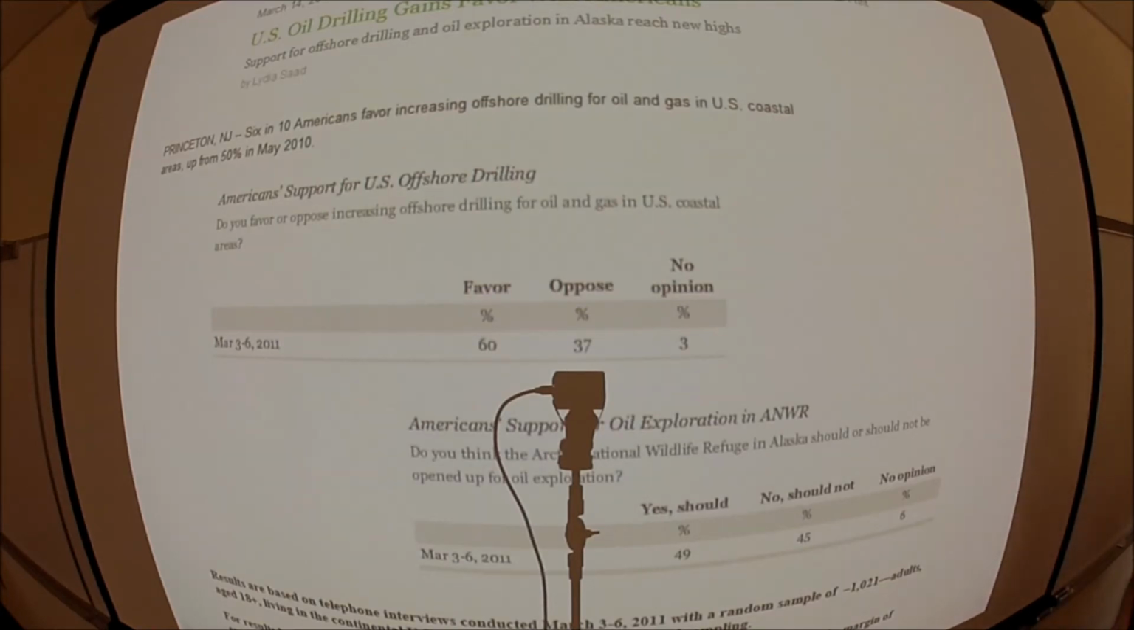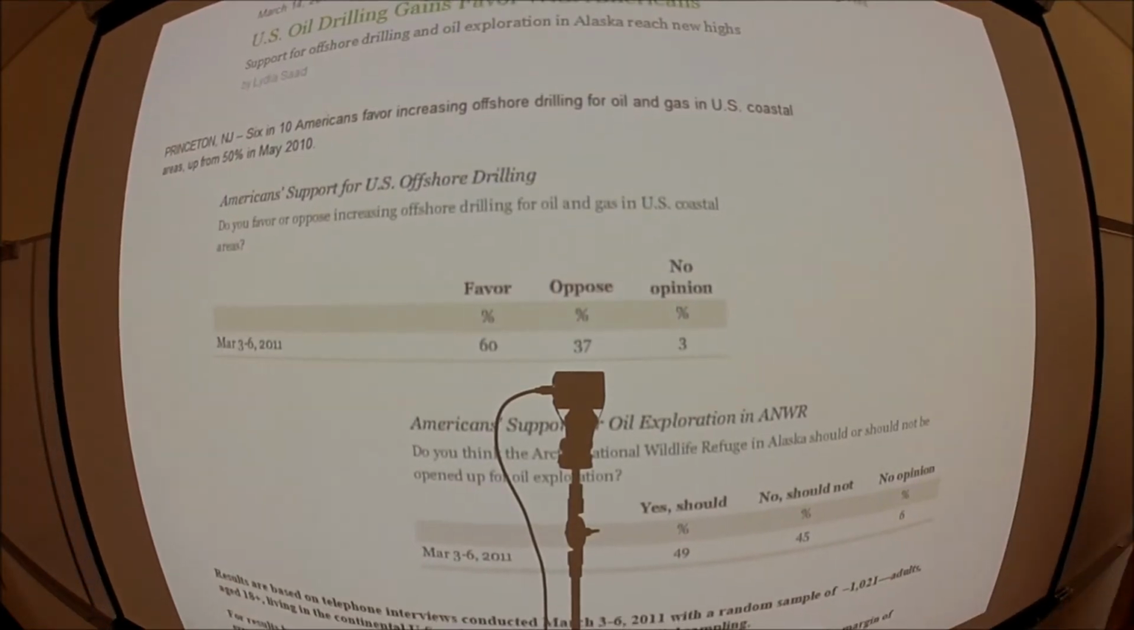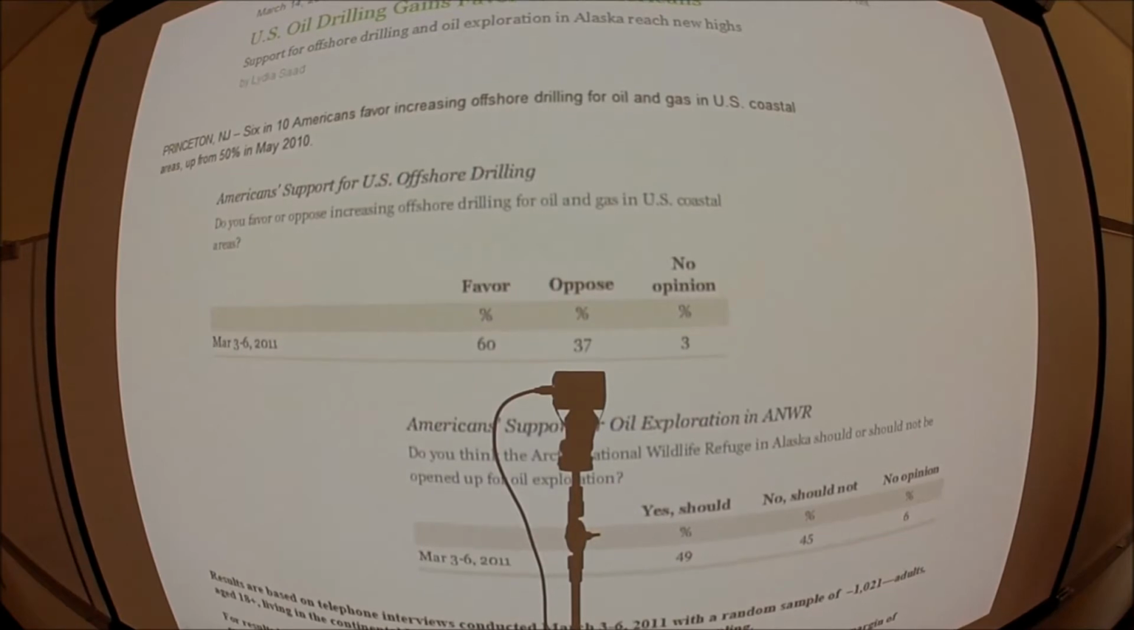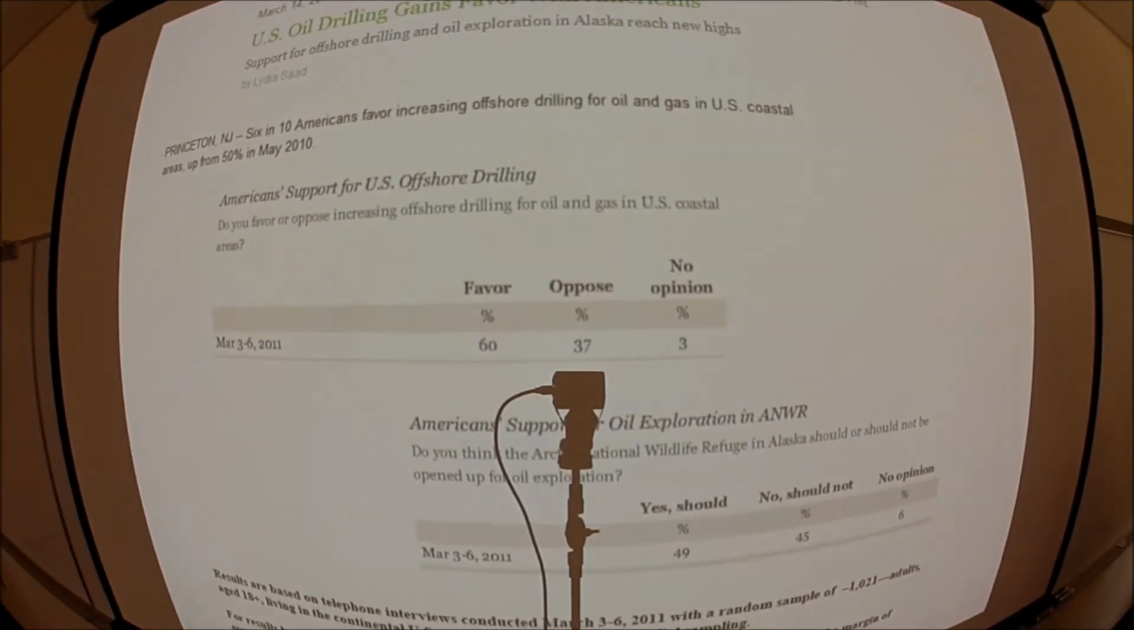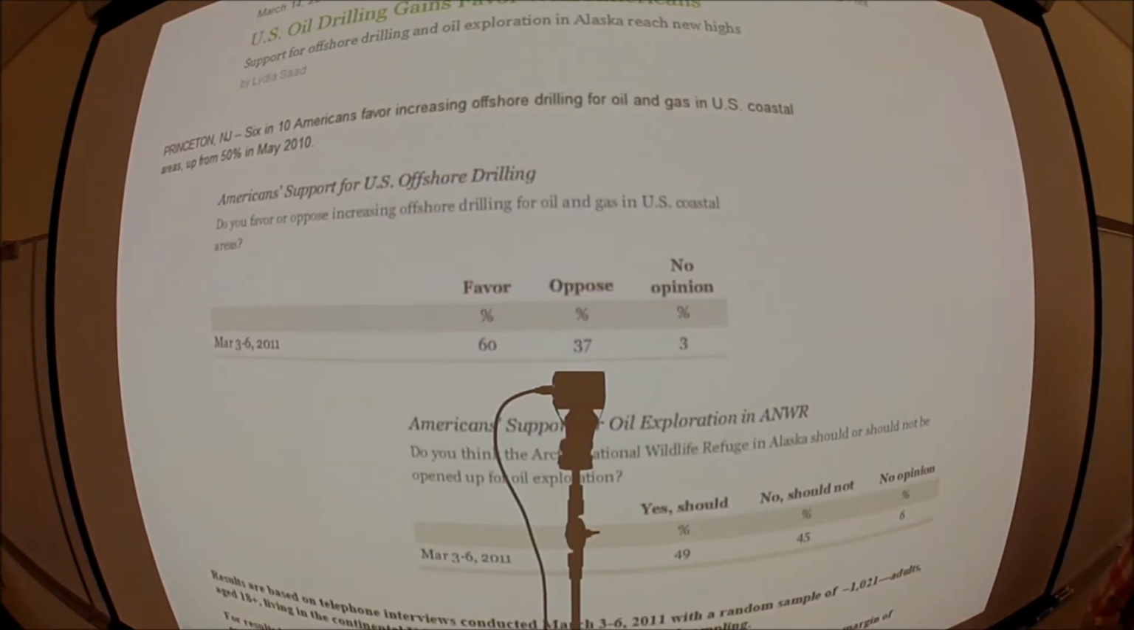Excellent. So, 6 in 10 Americans are adults, aged 18 plus, living in the continental U.S. You can just call them Americans if you want to, but more specifically, it's adult Americans living in the continental U.S. So when they say 6 in 10 Americans favor increasing offshore drilling, they don't mean 6 in 10 Americans overall. They mean 6 in 10 Americans in that sample of 1,021 adults.